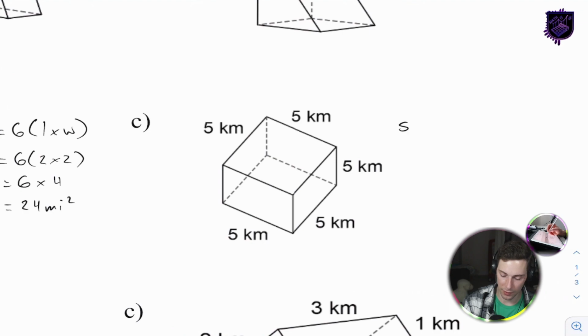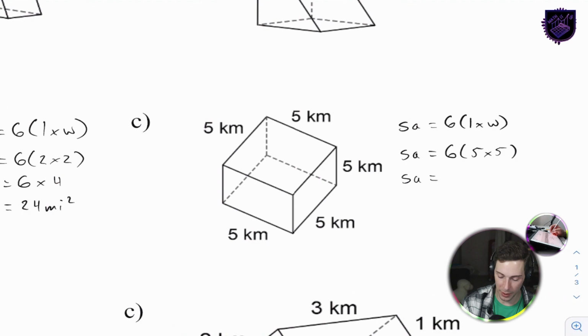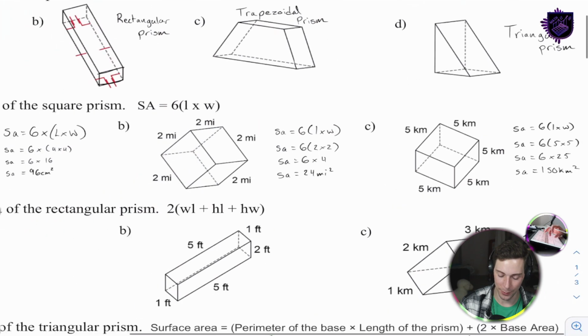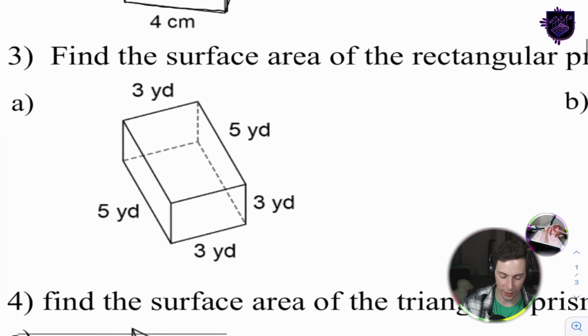The surface area of this shape is going to be 6 times the area of one of the faces, which will be length times width. Surface area will be equal to 6 multiplied by 5 times 5. So surface area will be equal to 6 times 25. And surface area will be equal to 150 kilometers squared. That's a big cube, if you were actually measuring it. All right, surface area of these shapes.